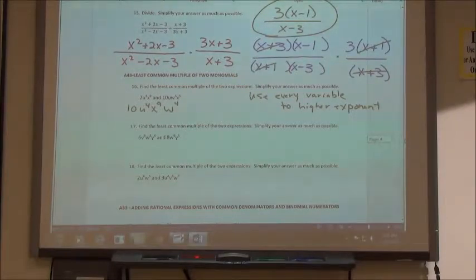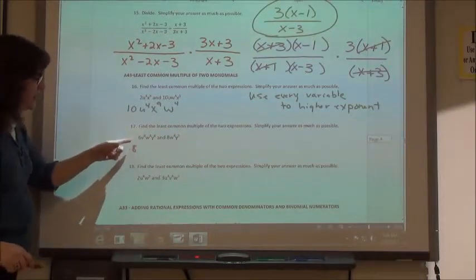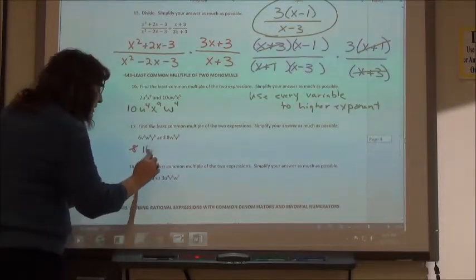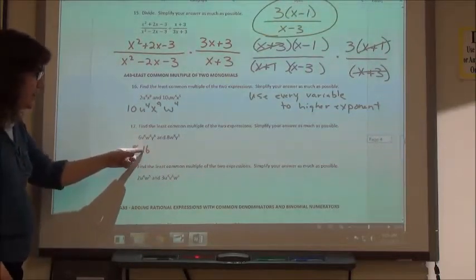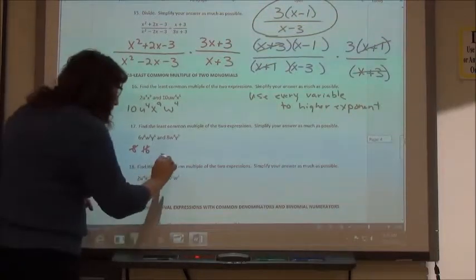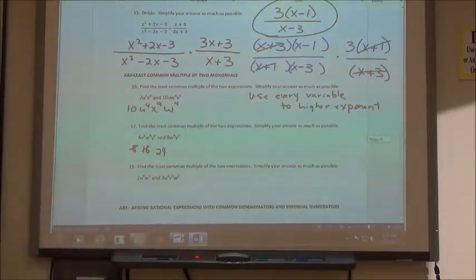So number 17, if I'm thinking about my least common multiple of 6 and 8, maybe you know it off the top of your head, but here's what I'm thinking. I'm going to start with the bigger number 8. Does 6 go into 8? Nope, it doesn't. So then I'm going to take 8 times 2 and say 16. Does 6 go into 16? No, it doesn't. So then I'm going to do 8 times 3, 24. Does 6 divide into 24? Yes, it does. So the least common multiple of 6 and 8 is 24.